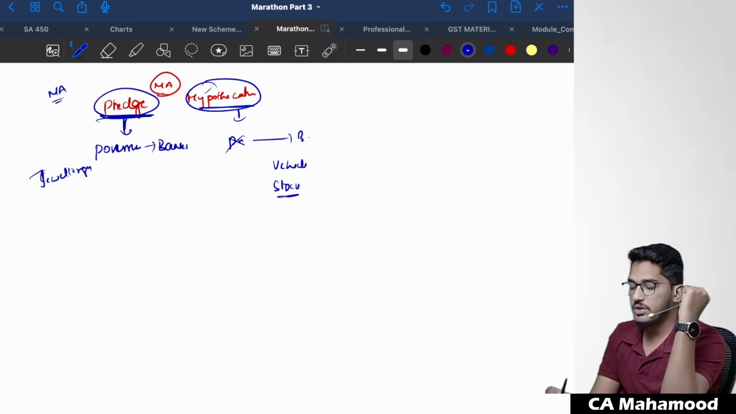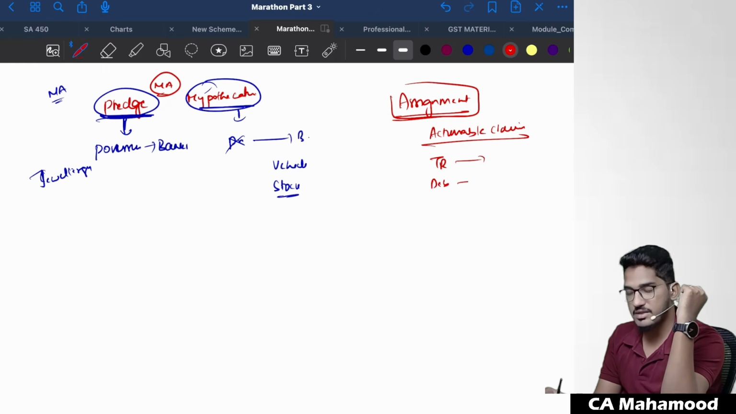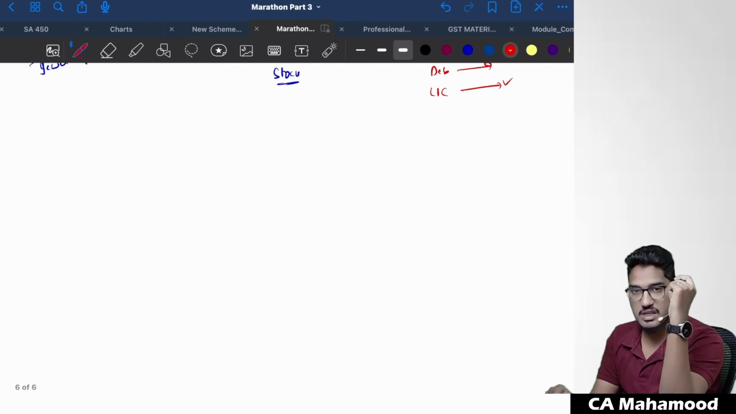Then we have the fourth method of creation of security, which is assignment. The term assignment will be used when mainly actionable claims are given as security. When what is given as security? When actionable claims are offered as security, then we use the term assignment. Like if you are giving your trade receivables as security, if you are giving your debtors as security, if you give your LIC policies as security. So these are the cases of assignment where actionable claims will be offered as security. That mode of creation of security, we call assignment.